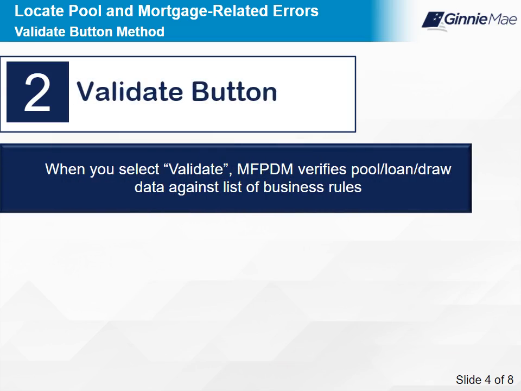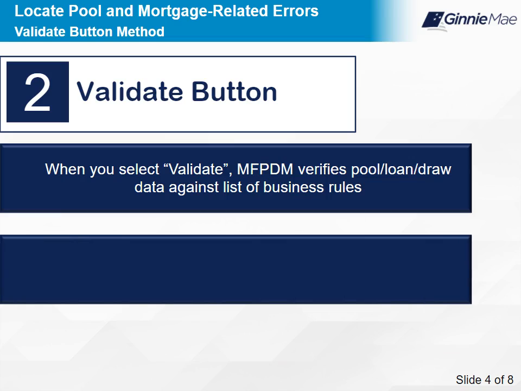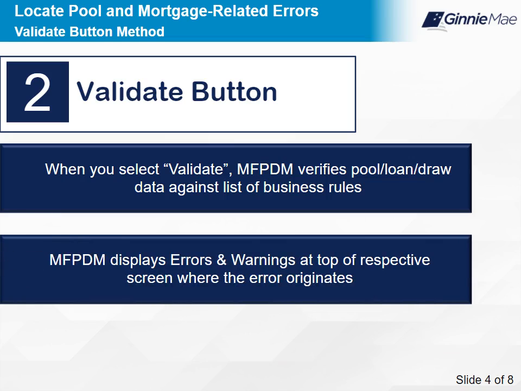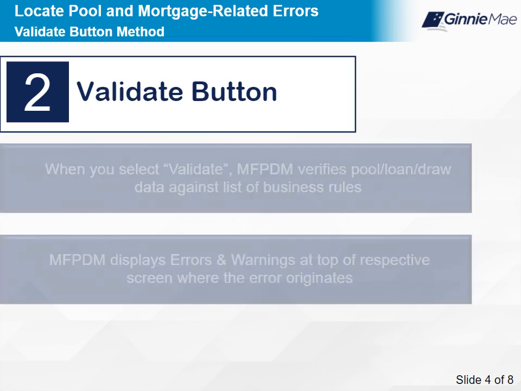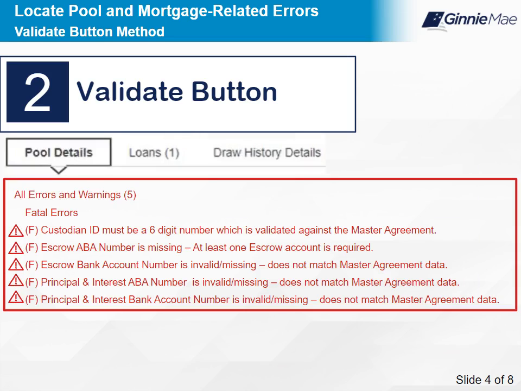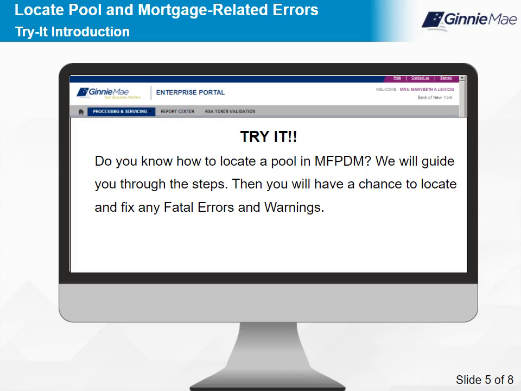The second way Mfpdm indicates a data problem is by use of the Validate option. Upon selecting the Validate button from the pool header, Mfpdm will verify pool, loan, and draw data against a list of Ginnie Mae business rules. If issues with the data are found, Mfpdm will display the associated errors and warnings at the top of the respective screen where the error originates. Take a moment to examine this example of errors on a pool detail screen. Select Next to continue.